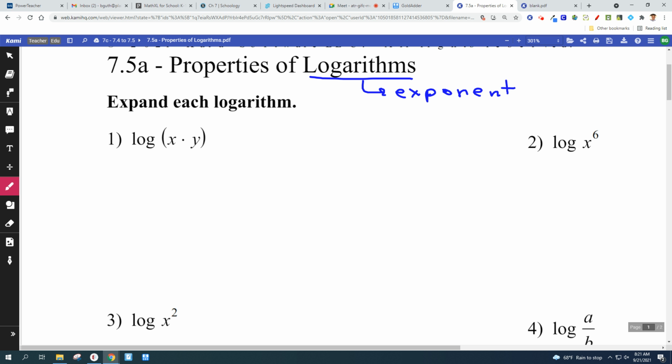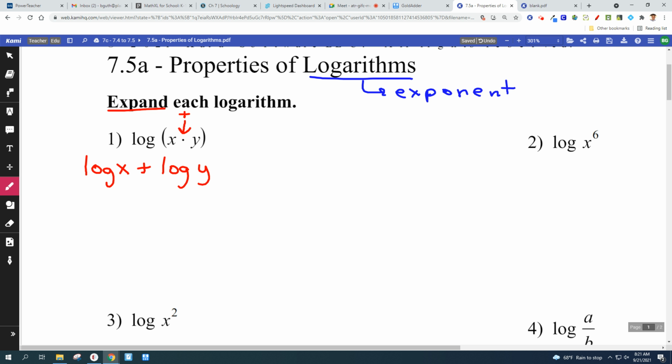Expand each logarithm. When they say expand, it literally means to make larger. Think about the meaning of that word. Expand means to make larger. I've got one logarithm here, and if you go back and think about those rules I just talked about, this multiplication, do you remember what multiplication was linked with? Addition. We're kind of going backwards. Multiplication is linked to addition. And so what's going to end up happening on this is we're going to call this log of x plus log of y.